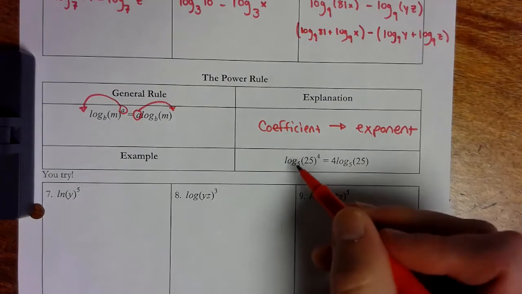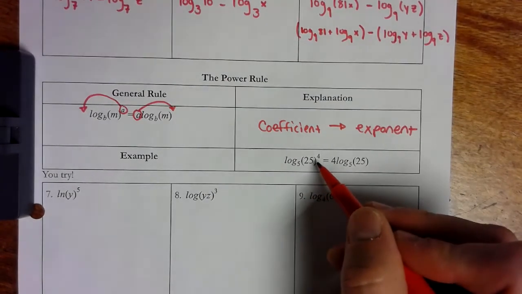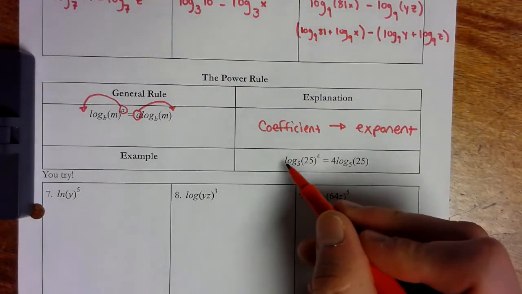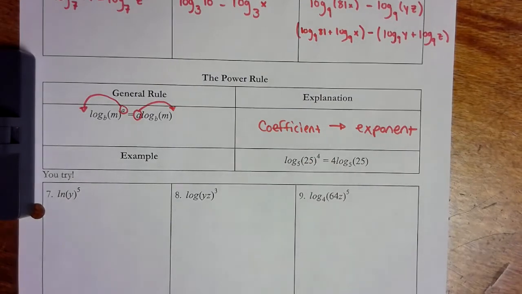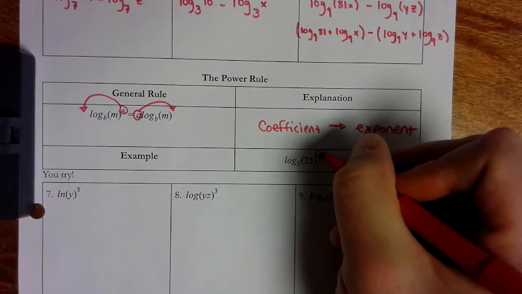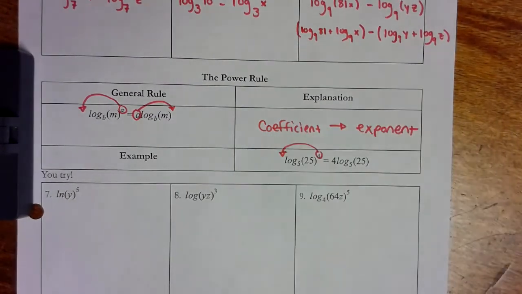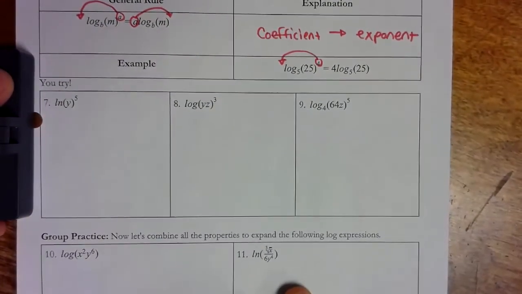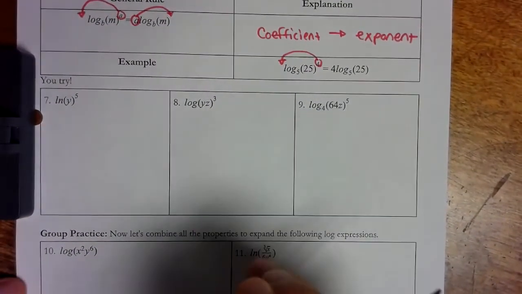And so again, an example, if I have log base 5 of 25 to the power of 4, really that's 4 times the log base 5 of 25. So just taking this and moving it to become the coefficient, which is going to be really helpful once we start solving. So again, let's look at one. And then we'll let you try the last two.